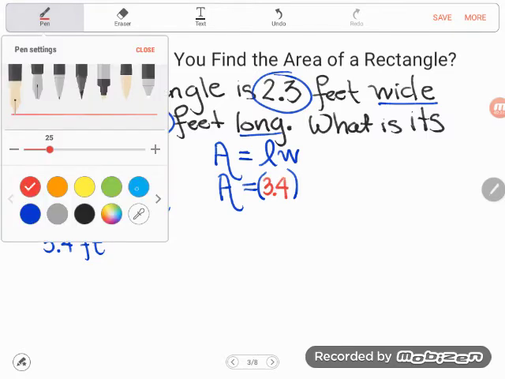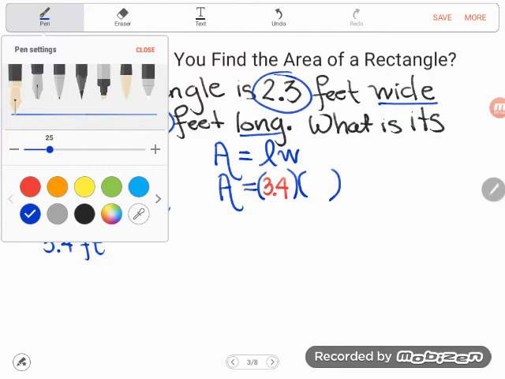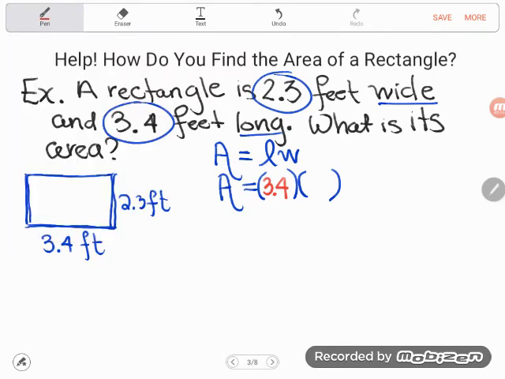Notice that I did it in parentheses. That's because I know that L and W are multiplying, and I am signaling that. When we just have numbers, we do need to have some kind of a symbol that says multiplying. So 3.4 times, and then we said our width was 2.3.